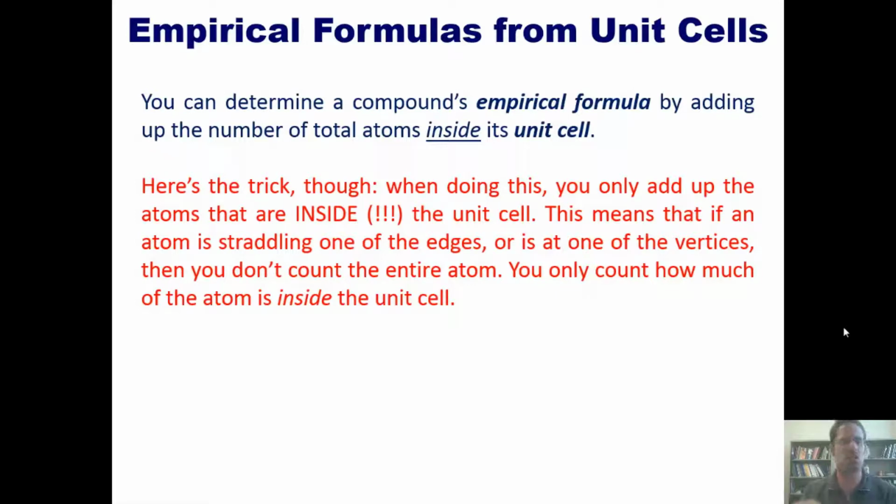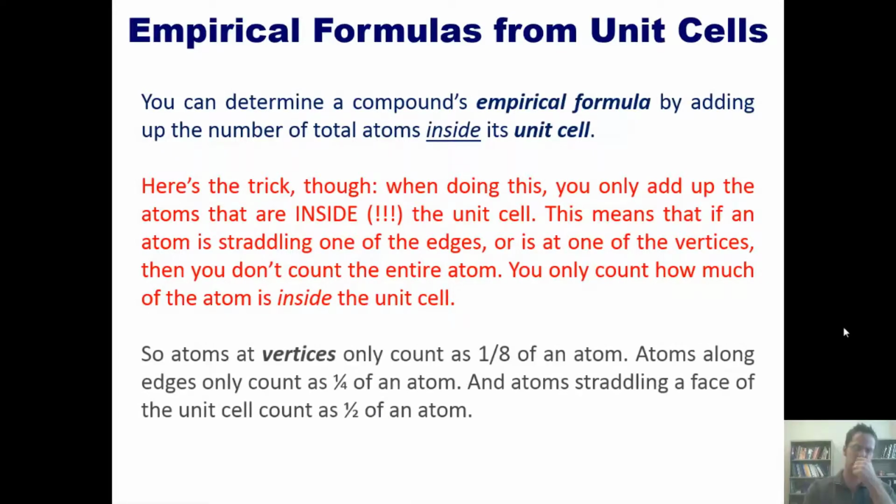This means that if an atom is straddling one of the edges, or is at one of the vertices, then you don't count the entire atom because the entire atom is not inside that cube. You only count whatever fraction of the atom is actually inside the cell. So atoms at vertices only count as 1/8 of an atom. Atoms along edges only count as 1/4, and atoms straddling a face only count as 1/2. If you have an entire atom that is contained inside the unit cell, then you do count it as one full atom.